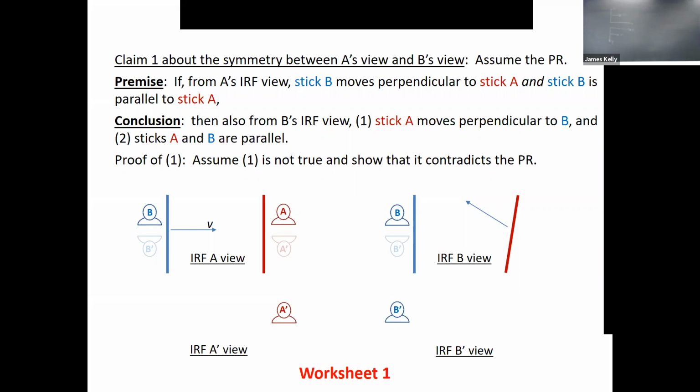And therefore, if we assume the opposite of the conclusion, and we prove the principle of relativity is violated, then if we assume the principle of relativity, the conclusion has to be true. That sounds a little bit confusing, but if you think about it the right way, it does make sense. So let's take a few minutes and fill out just problem 1 on here. That's going to help us prove part 1 of claim 1.